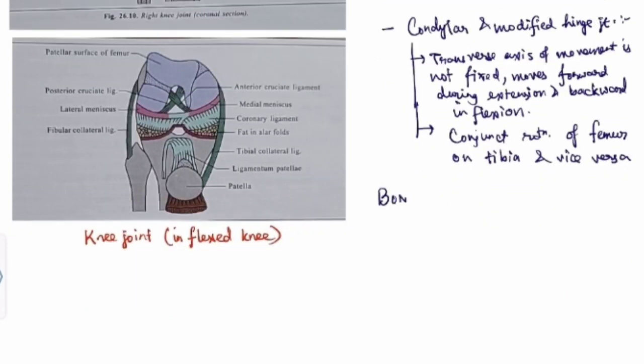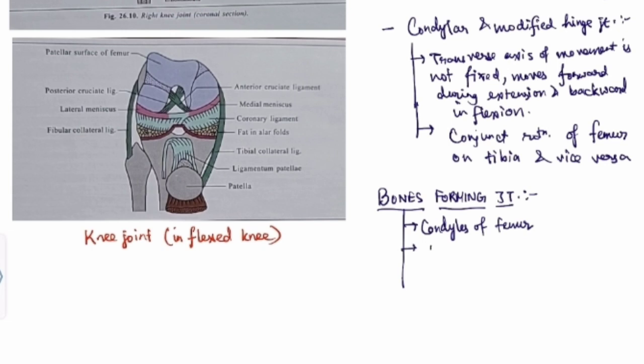The bones forming the joint: condyles of femur, condyles of tibia, articular surface of patella.